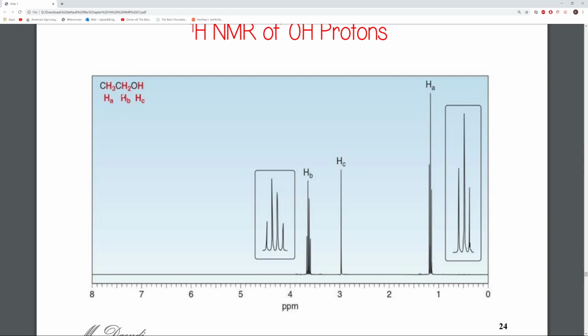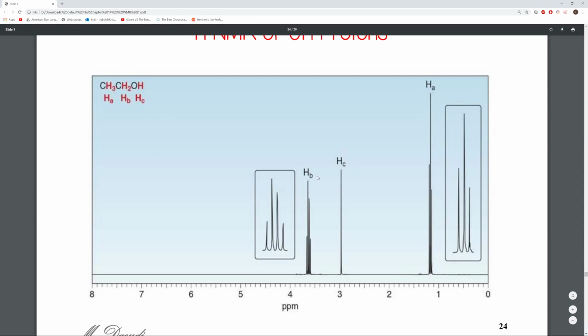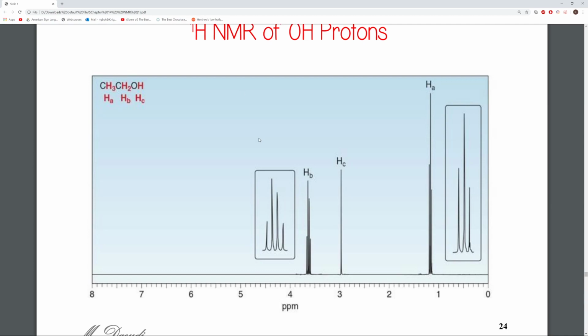HB is a neighbor to 3 hydrogens, so it's going to split into a quartet because 3 plus 1 is 4. HA is next to 2 hydrogens, so it's going to split into a triplet because 2 plus 1 is 3. Okay?